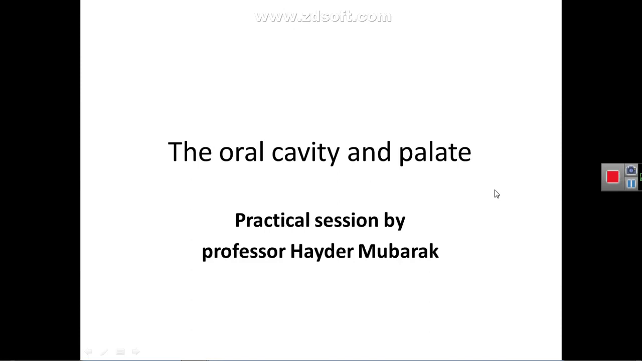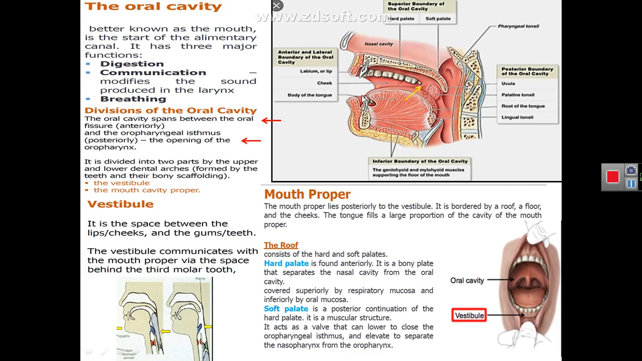Hayder Mubarak. This is a presentation on practical aspects of the oral cavity and palate. The oral cavity, as shown in this mid-sagittal section, is limited anteriorly by the oral fissure, which is the opening between the upper and lower lip, while the posterior limit of the oral cavity is the oropharyngeal isthmus, which is the junction between the mouth and oral cavity anteriorly and the pharynx posteriorly.